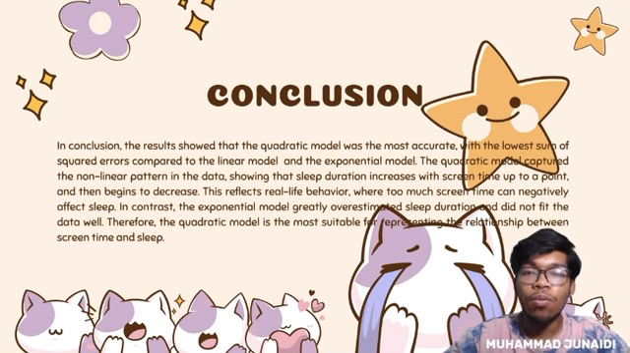The linear model, while simple, didn't handle the change in direction very well, and the exponential model gave unrealistic predictions, especially with high screen time. It assumed sleep would just keep increasing, which we know isn't true.